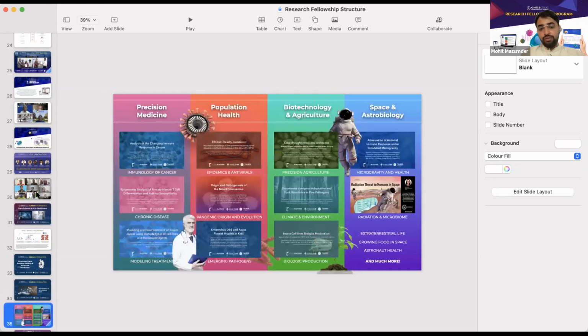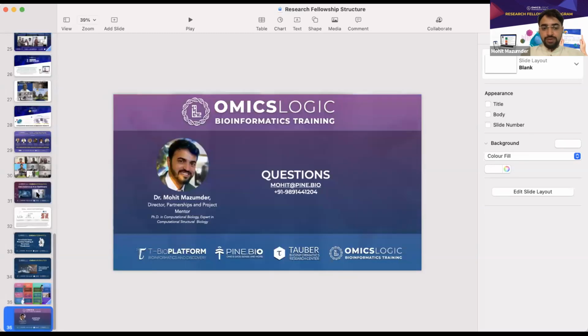So what we are trying to do in this program is help you decide on some of the important research areas first, and then go to another step to work and develop the research project. So if you are not sure which research area you are more interested in, then you can go about the intermediate training after doing the basics that would tell you about these different research areas such as precision medicine, population health, agriculture and biotechnology, space omics that we discussed at length. So you'll be able to work on 21st century problems, and I'll be available to help you as a mentor.